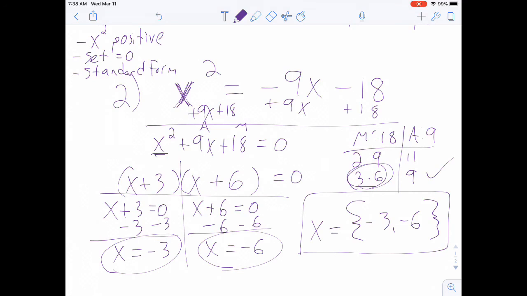So again, solving by factoring. I don't spend too much time on the factoring part because we spent a whole unit on it, but the solving part is new, where we tee it up and set all of our factors equal to 0. So here's 2 examples, and hope this helped.